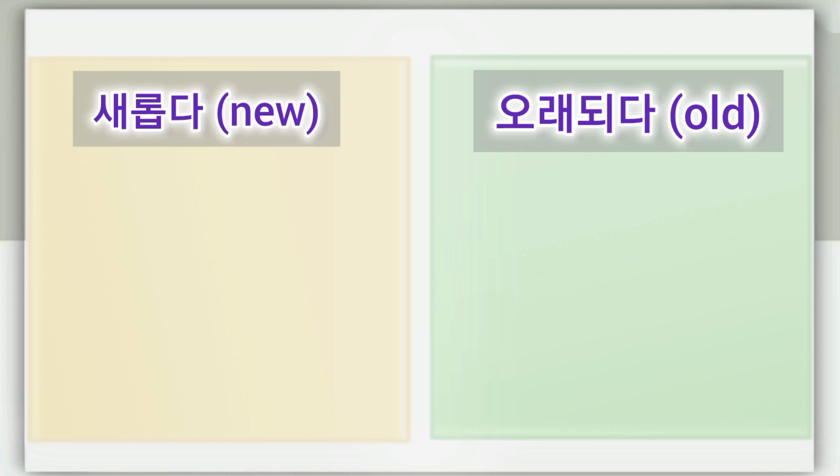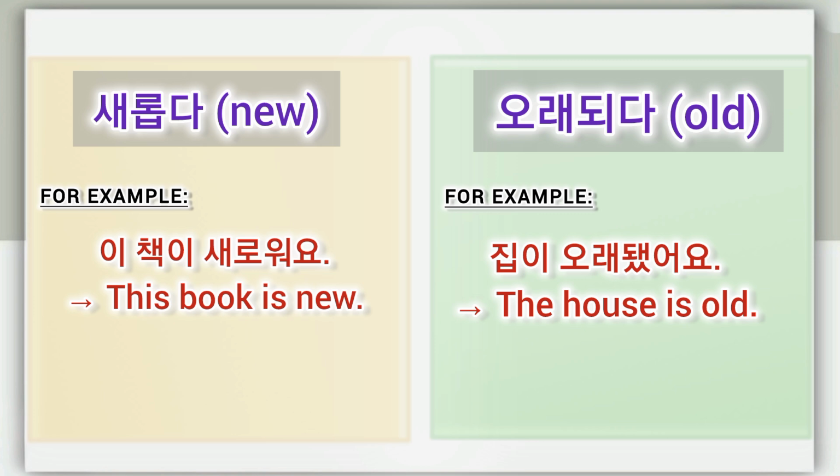새롭다 new, 오래되다 old. For example, 이 책이 새로워요. This book is new. 집이 오래됐어요. The house is old.